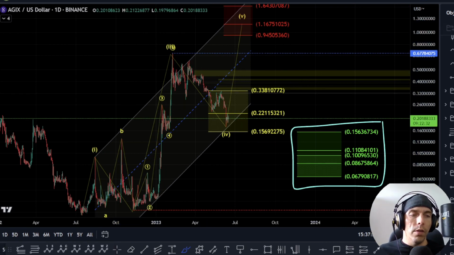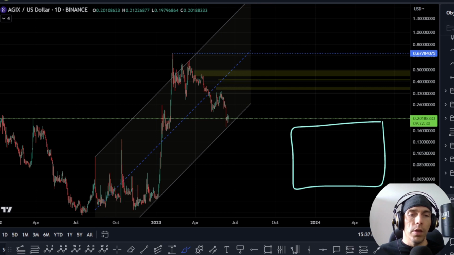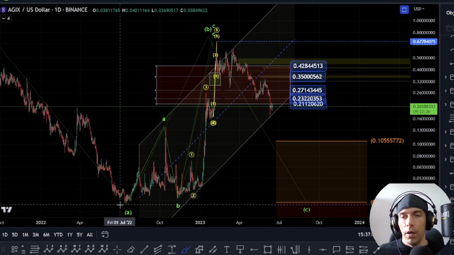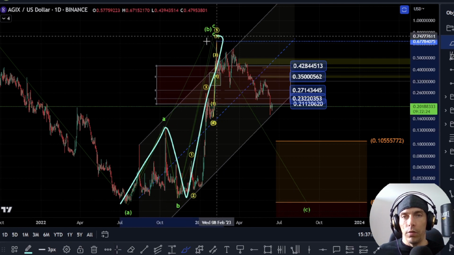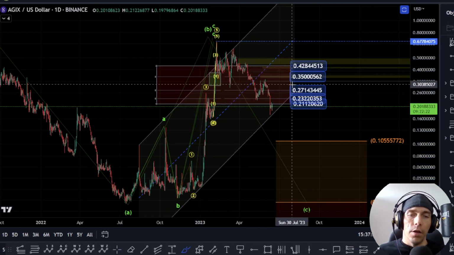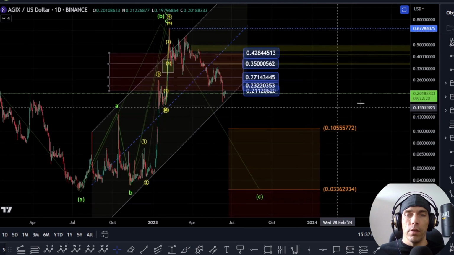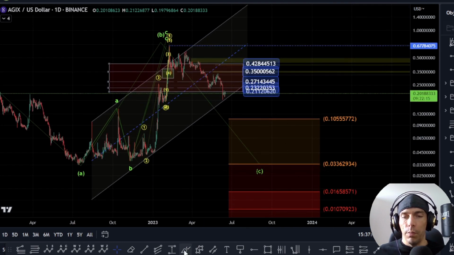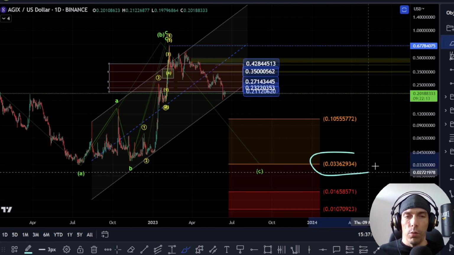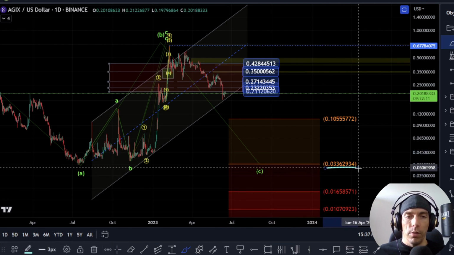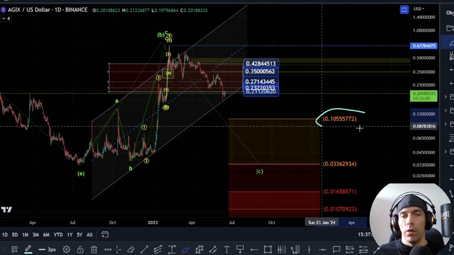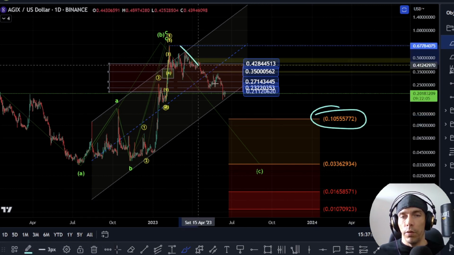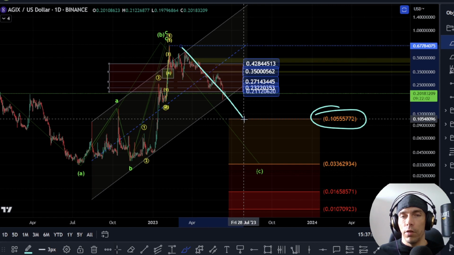The alternative way that we could look at this is that this has just been a corrective move to the upside, and we would be treating this move here just as an A, a B, and then this is a C wave to the upside. Now, if this is the case, what we could actually see is price start to reject to the downside, and what I'd be looking for here would be potentially this target here of this 1-to-1, which would be this 0.33362 and this 0.1055.